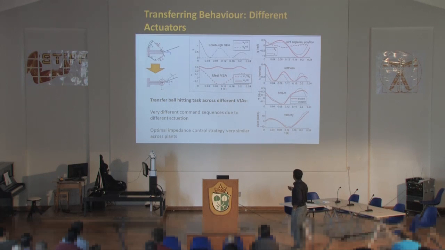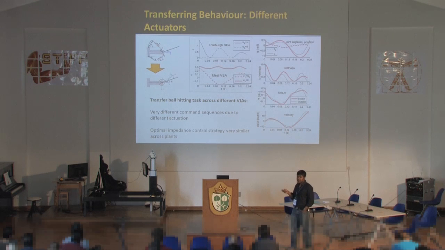Okay, so if you do that, I just want to run you through some quick examples. We did some examples of transferring behaviors across different impedance actuators, for example, the Edinburgh agonist-antagonistic one. And the only thing you need to note here is that we get very similar patterns. So this is for ball hitting, and you get very similar stiffness, torque, and velocity profiles, but you get significantly different motor actuations depending on the plant that you have. So this is a validation that this apprenticeship learning framework works.